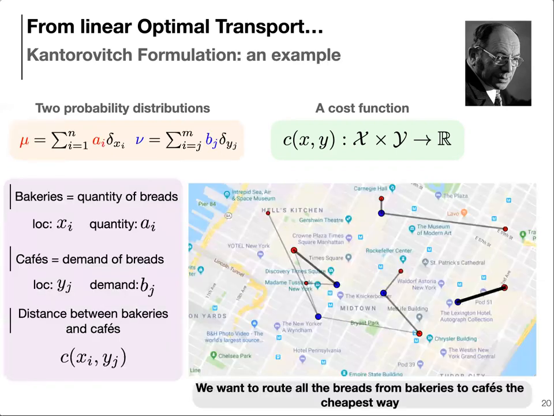And so let me give you a very simple classical example. In this case, we have some bakeries that produce a certain quantity of bread. Those bakeries are located at locations Xi, and they are represented as red dots. You can think of the weight ai as the quantity of bread produced by one bakery. And then there is a demand for bread in the cafes that are at locations Yj, and they also have a specific demand, which is bj. The distance in this case would be the distance from any bakery to any cafe. And the goal of optimal transport would be to route all the bread from the bakeries to the cafes in the cheapest way, meaning that we want to travel the minimal distance to take all the bread from the bakeries to all the cafes.